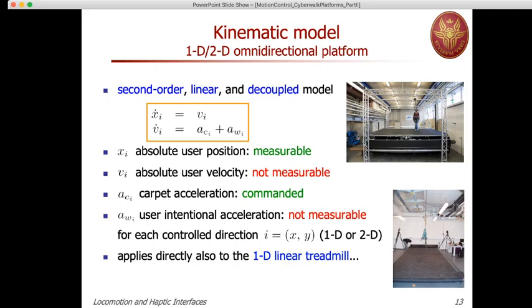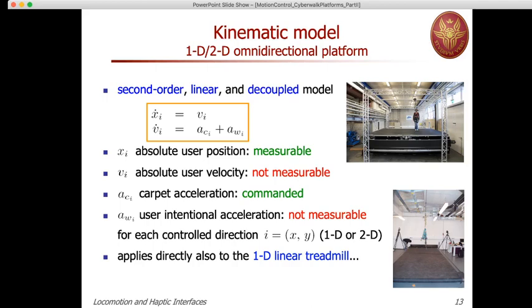Now, v is the derivative of this position, so it's the user velocity, pay attention, the absolute user velocity, which results both from its intentional motion and the motion inherited because we are moving the platform. Because there is a part of this which is not known in advance, the intentional part, and because we don't have an explicit sensor that measures v, this is not directly measurable. Of course, we can reconstruct this with pretty much conventional means.